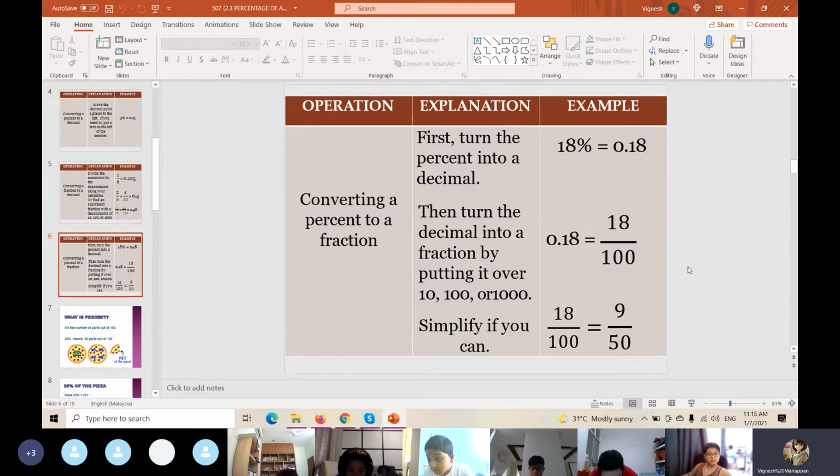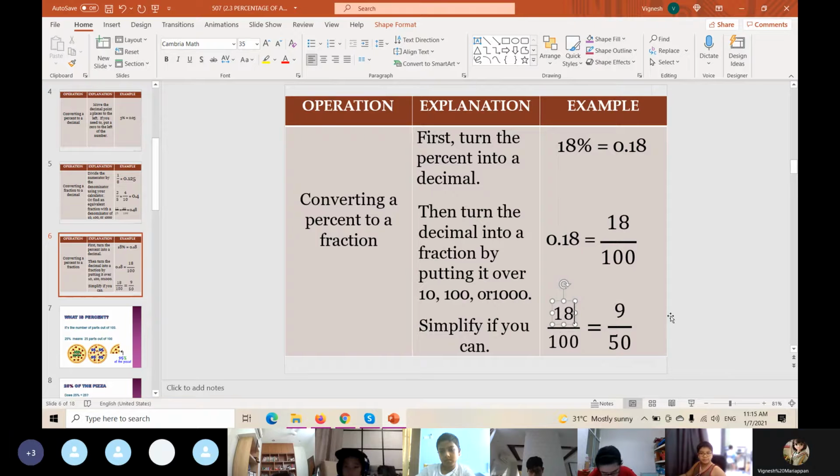Understand or not? Yes, understand, teacher. Yes, and then please simplify if you can. Let's say if the question asks to write the fraction in simplest form, it means please try to simplify if you can. Let's say your final answer is 18 over 100, but it's still not ending. Why? Because you still need to simplify. 18 you can divide by 2. 100 also you can divide by 2. So your new fraction is 9 over 50.